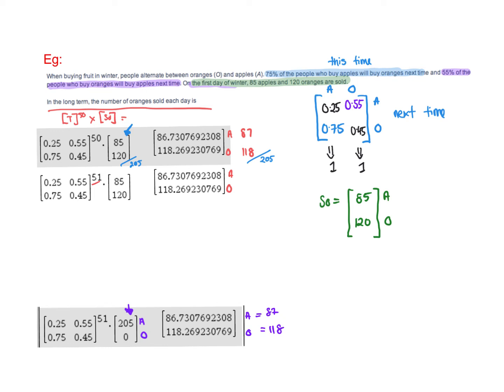If I put 205 in the oranges and left 0 in the apples, I'll still get the same answer. So the question was, in the long run, how many oranges? So I better be saying that. So oranges, so we might say 118 oranges are sold each day in the long run. In the long run. So we need to make a statement if they're asking us a question. You need to write an answer out.